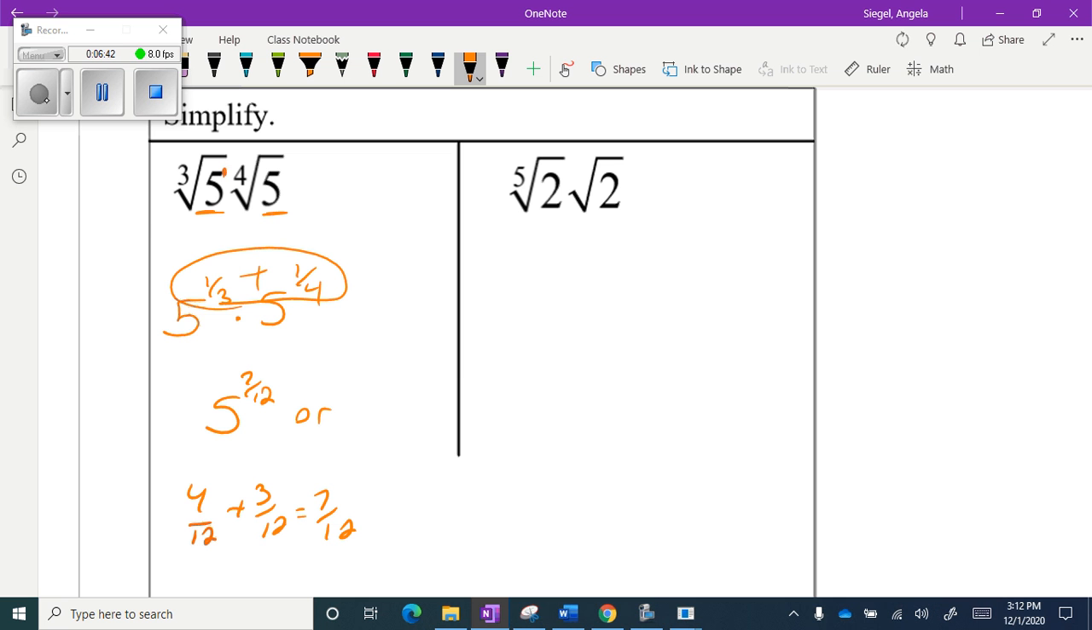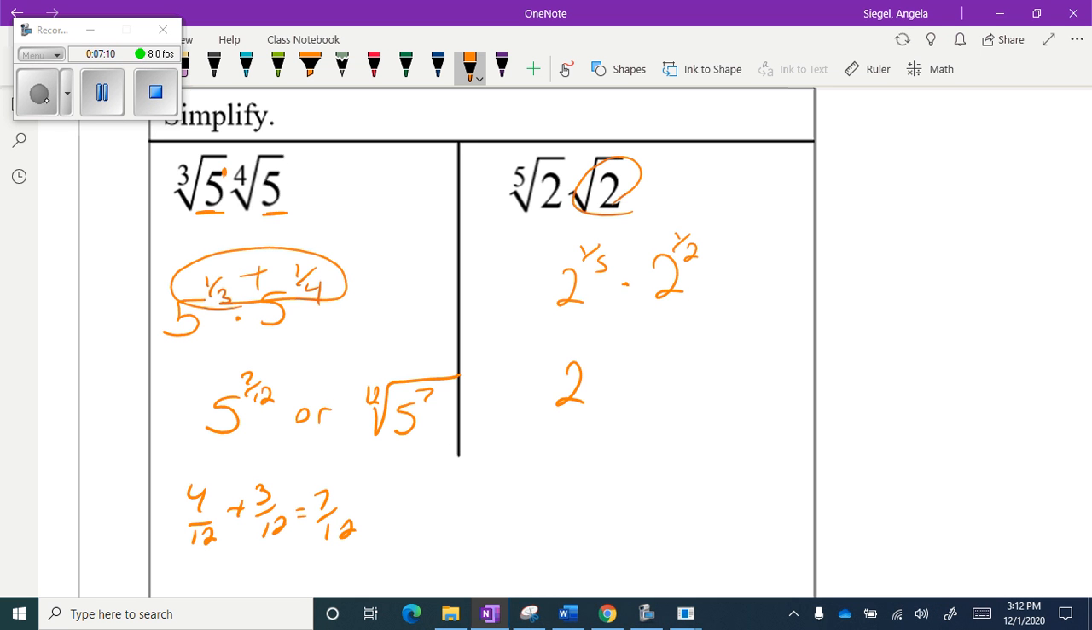And then make sure that you kind of wrap your mind around how you would write that as a radical. So it'd be 5 to the 7th power, and we're going to take the 12th root out. Okay, so same thing with this one. So this is 2 to the 1/5 power. This is 2 to the 1/2 power. So just make sure that you're good with that. And then again, just add them together.